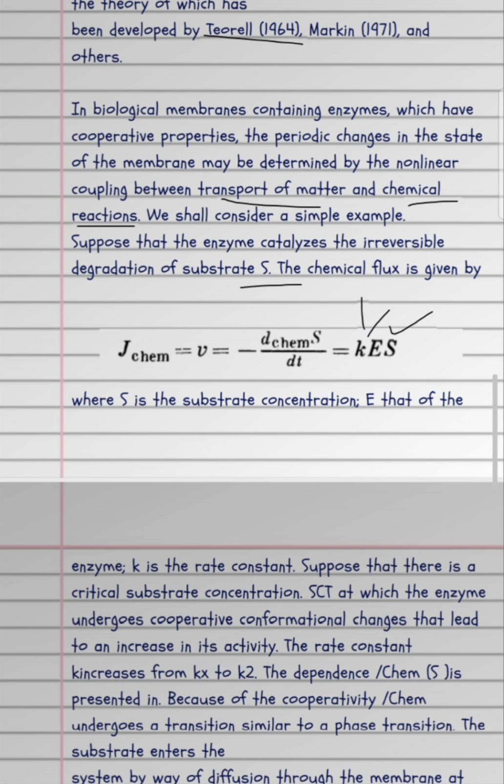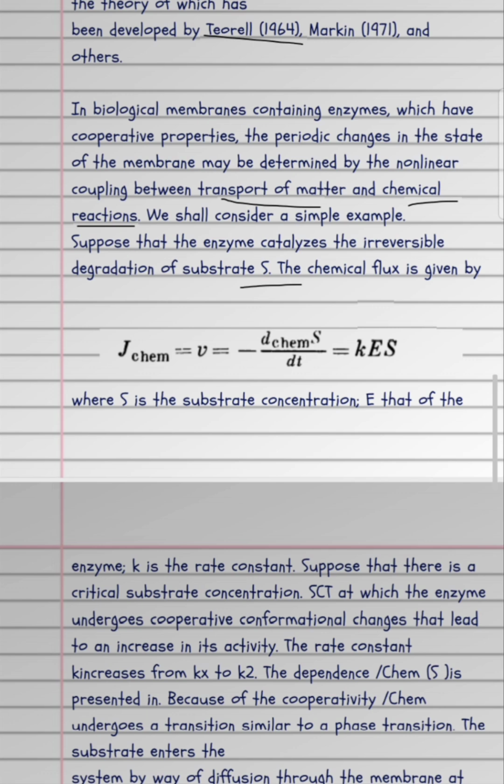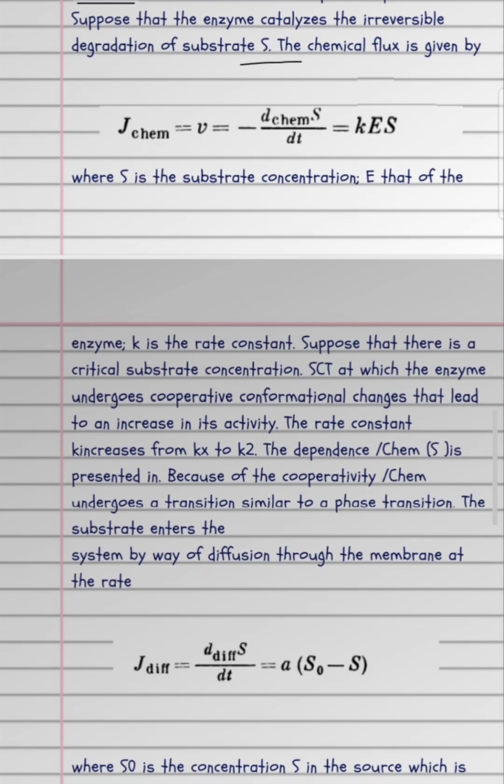Suppose that there is a critical substrate concentration S_cr at which the enzyme undergoes a cooperative conformational change that leads to an increase in its activity. The rate constant K increases from K1 to K2.